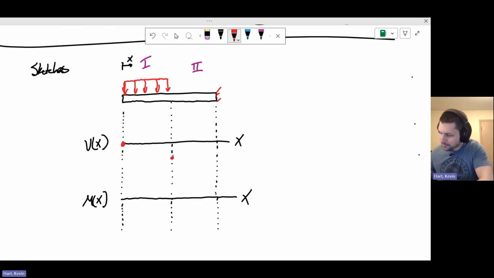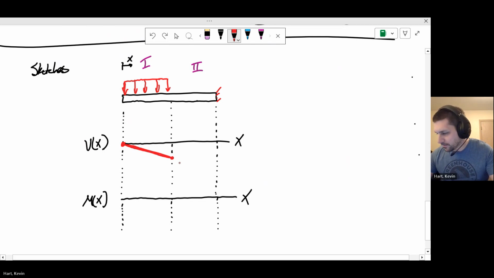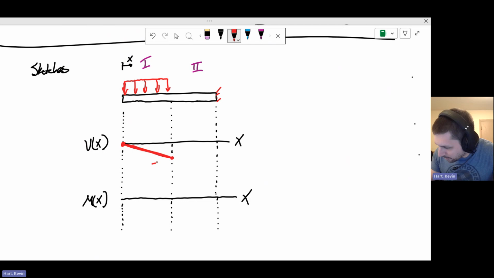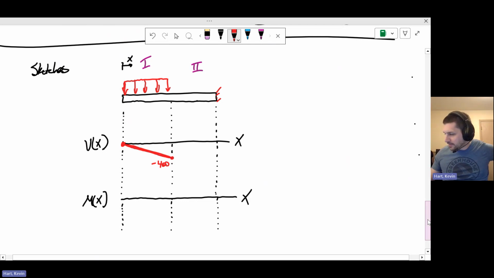And it's a linear equation. Just write that in here: linear equation. Oh, where did that go? Moving between a value of 0 and negative 400 at that boundary. Great. Let's look at the moment equation in region number 1.